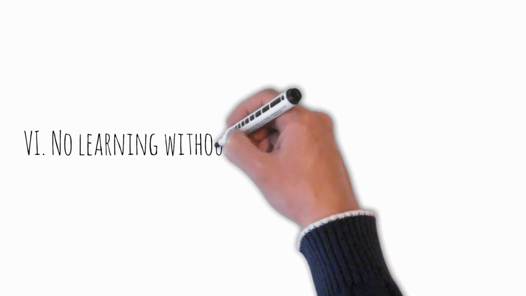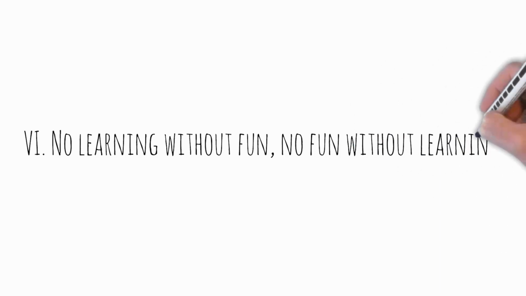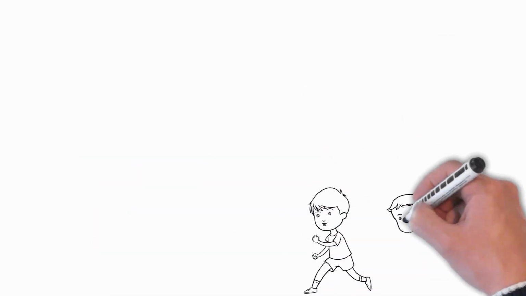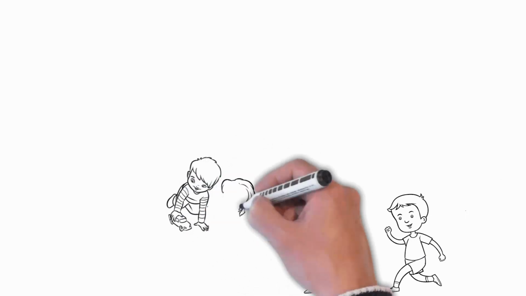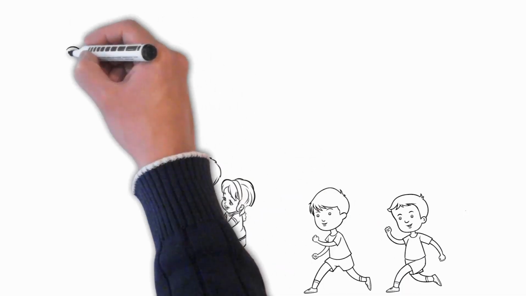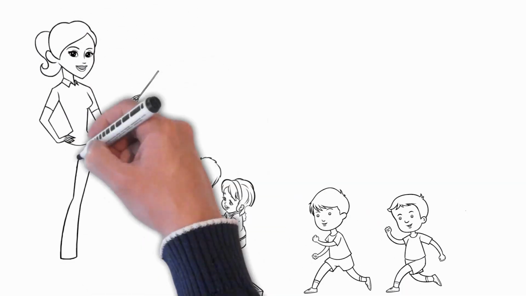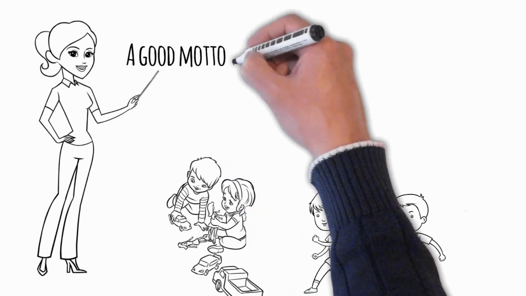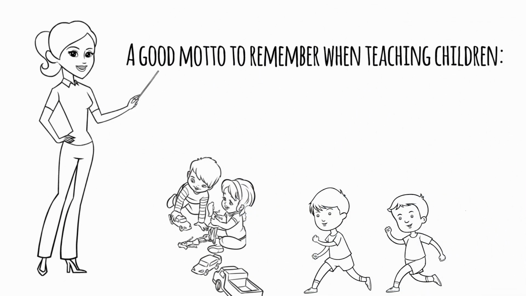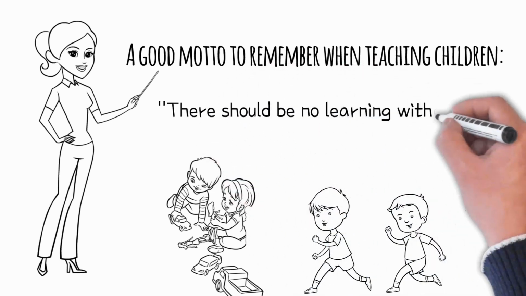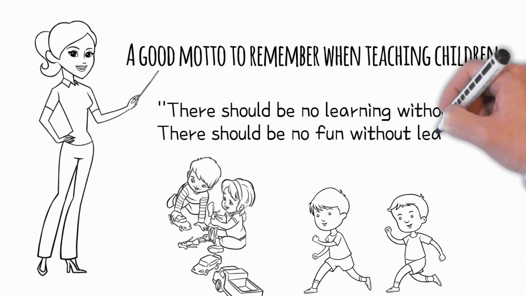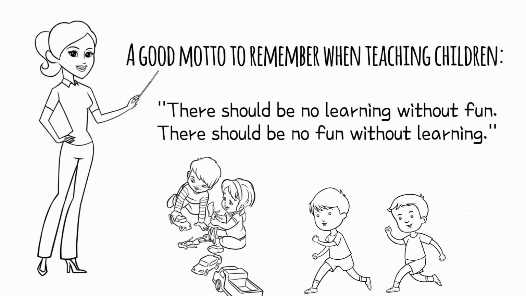We now come to the last part, the teaching mantra for young learners. No learning without fun, no fun without learning. The majority of your classes with young learners should be spent playing games and doing fun activities. However, you must have a reason for the game or activity. There has got to be a purpose behind the activity. A good motto to remember when teaching children is this: there should be no learning without fun. There should be no fun without learning.